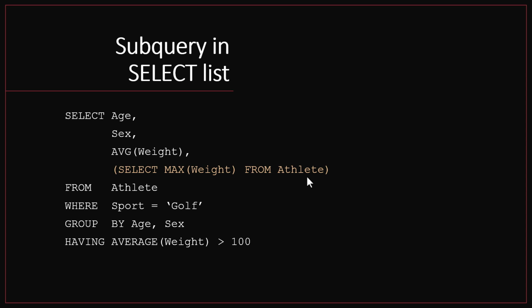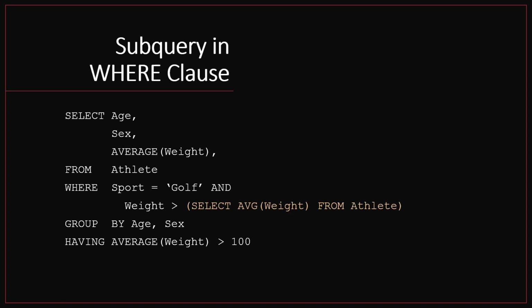Okay? And then here's a subquery in a where clause where we're saying let's get the average weight of athletes who play golf and where their weight is greater than the average weight of all athletes. So we don't need to understand how this works quite yet, but just beware that here we are sneaking in that subquery. And one hint you can tell that this is a subquery is that it's in parentheses because that needs to happen. That's a rule with subqueries.